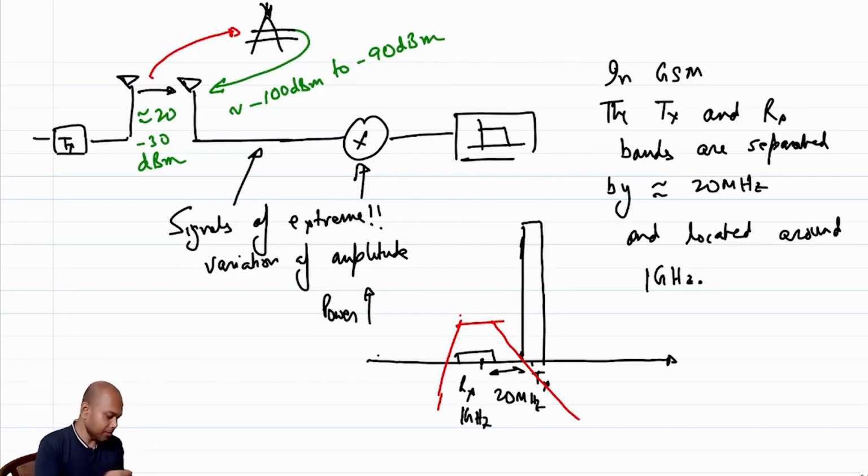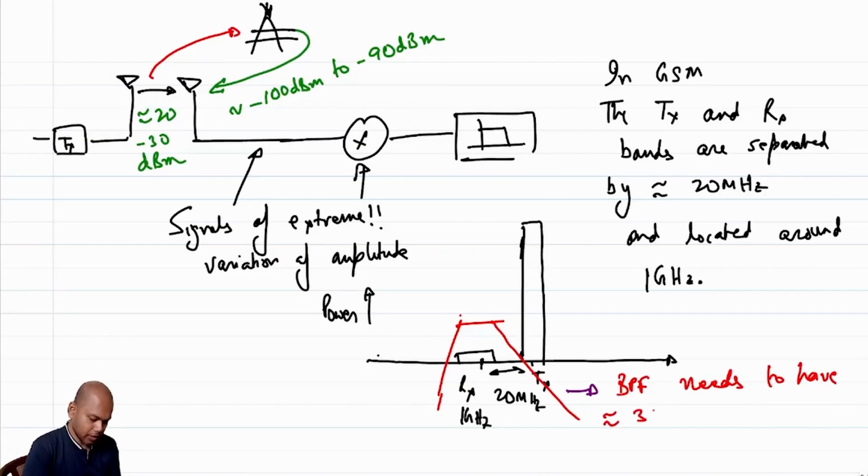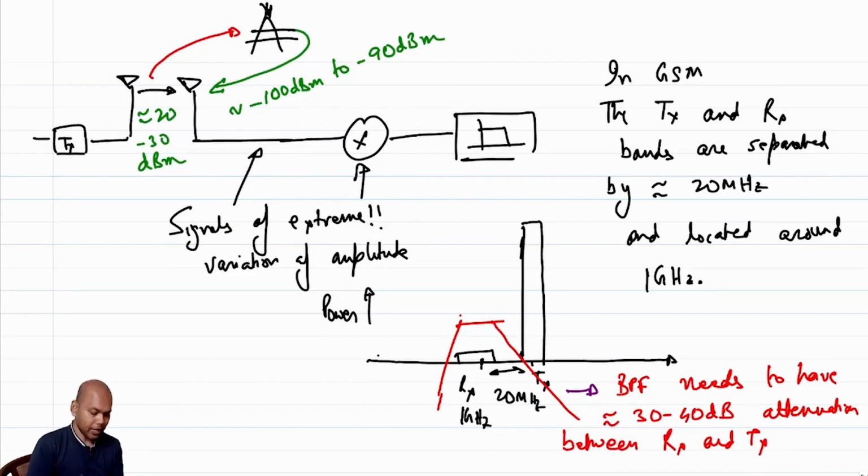So which essentially means that the general specification is this band pass filter needs to have approximately 30 to 40 dB attenuation between RX and TX. That is, within the 20 megahertz band, it has to drop by 40 dB.